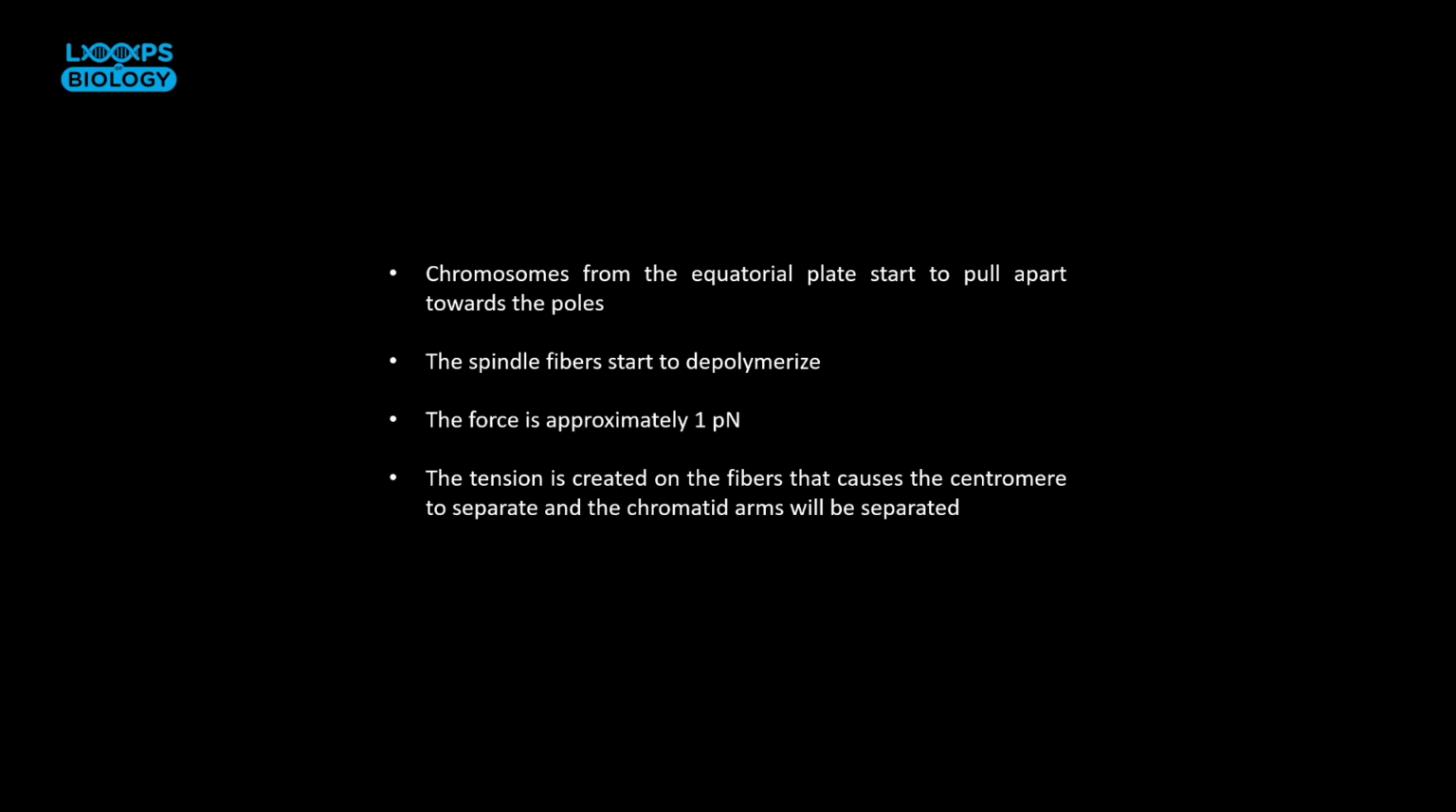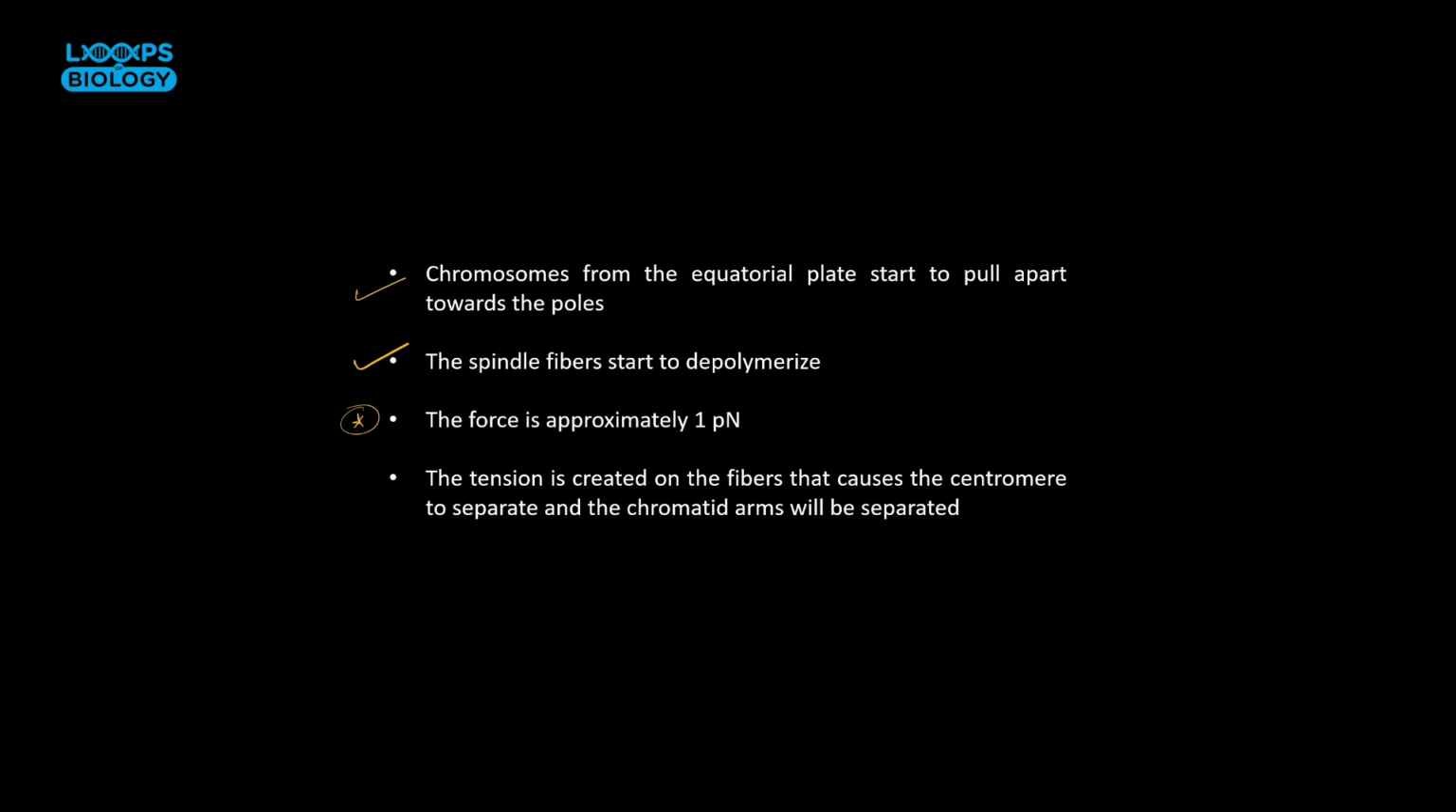The chromosomes from the equatorial plate start to pull apart towards the pole. As we have seen, a pulling force is generated, and this pulling force is basically pulling all the chromosomes toward the pole. The spindle fiber starts to depolymerize, as we have seen. To generate extra pulling force, we have to depolymerize that particular spindle fiber. The force is approximately 1 piconewton. This is extra information, guys. If you want to remember this, you can. Otherwise, you can skip this particular information.